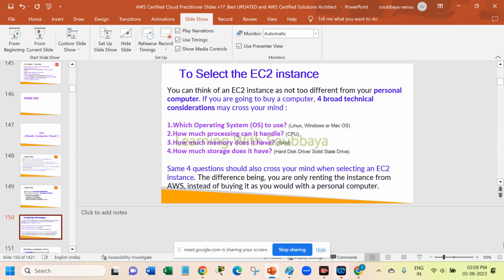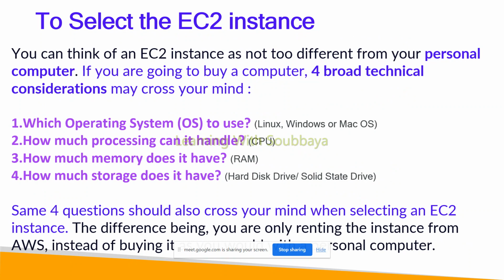So next, if you want to buy a computer, what things are required? What things will you choose? What things do you have in mind before buying a computer? First, you will decide about the OS. What kind of OS do you want on your machine or laptop? Whether it's Windows, Linux or Mac, you can choose the OS.